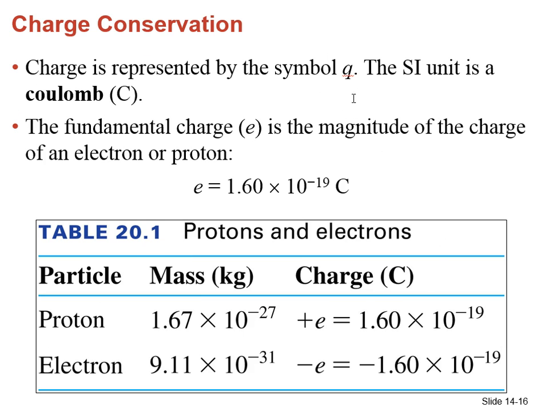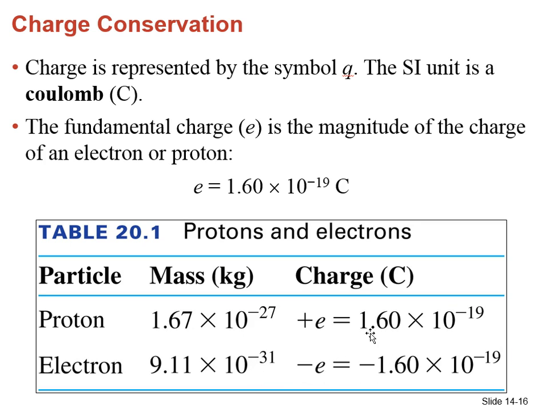Charge is represented by the symbol Q, and we measure it with coulombs. The fundamental charge of one proton or one electron, we use e, the lowercase little cursive e, for the fundamental charge. That's equal to 1.6 times 10 to the negative 19th coulombs. So if you have one proton, then that's plus e. One electron, that'd be negative e.